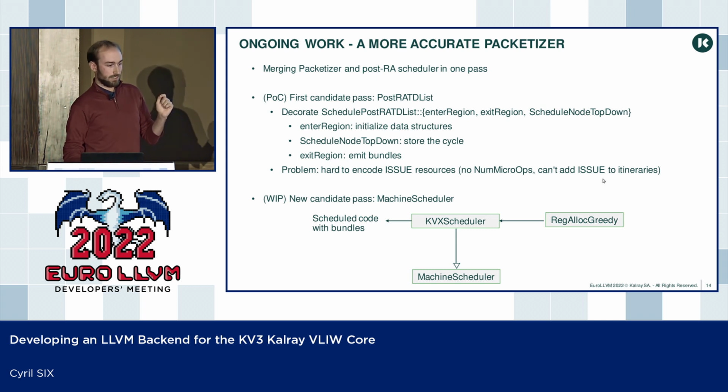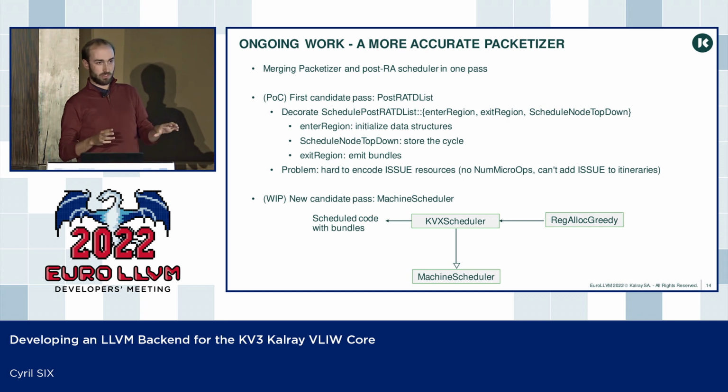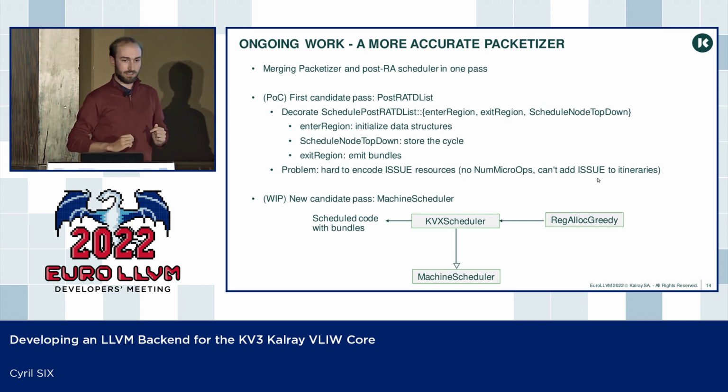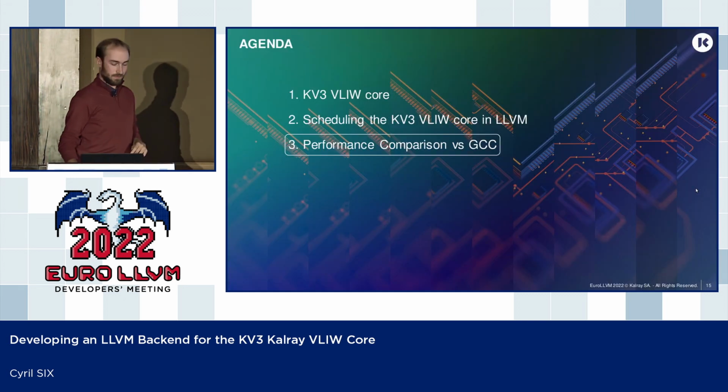And also, I cannot add the issue to itineraries the way I was doing with the other resources, because the DFA packetizer generation explodes in terms of build time. The DFA packetizer is rather exhaustive. If you have too many resources encoded, then LLVM does not compile anymore because of that. So I've got some work in progress to use the machine scheduler, but yeah, it's very early work in progress. So now I'll take a bit of performance comparison versus GCC to see.